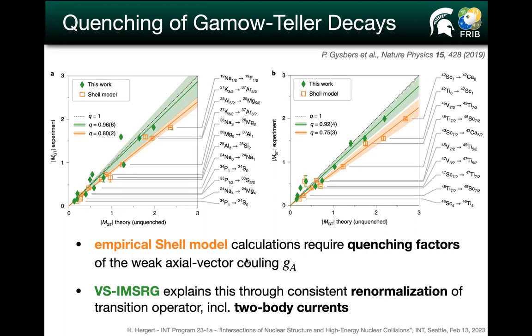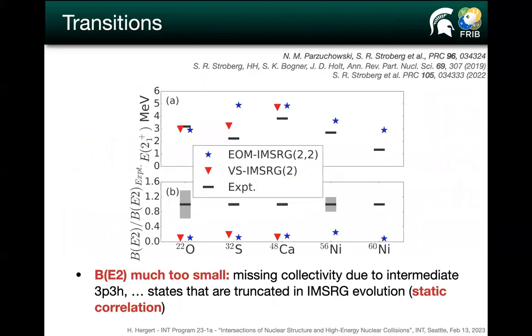So this empirical quenching always mocked up the more microscopic correlations that you're now explicitly resolving in this valence space IMSRG approach. So if you properly work on the microscopic physics, you don't need any phenomenological fudge factors or quenching factors. So we understand what's going on.